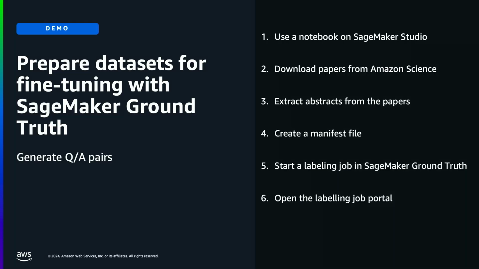And so in the demo, again, we're going to prepare data sets for fine tuning with SageMaker Ground Truth. So we're going to start with a notebook on SageMaker Studio. We're going to download papers from Amazon Science, actually. So I got about 8 papers that were published on Amazon Science recently, and we're going to extract the abstracts from those papers. I'm going to use those papers to create a manifest file.